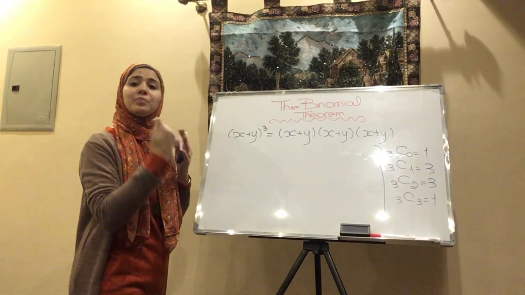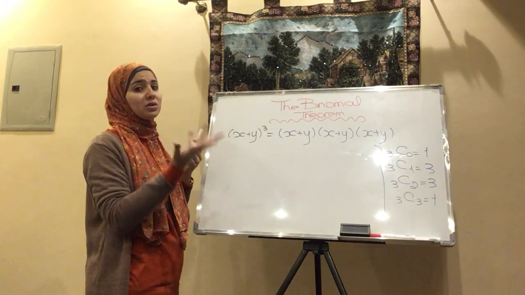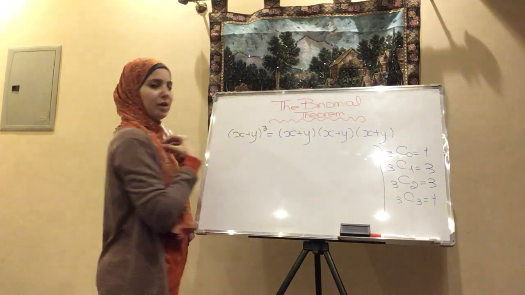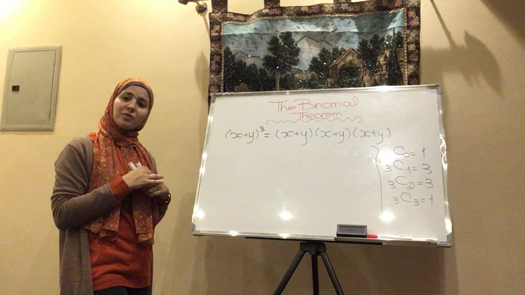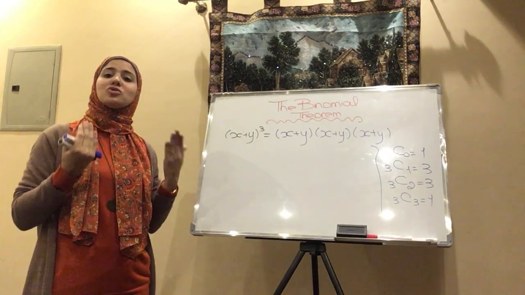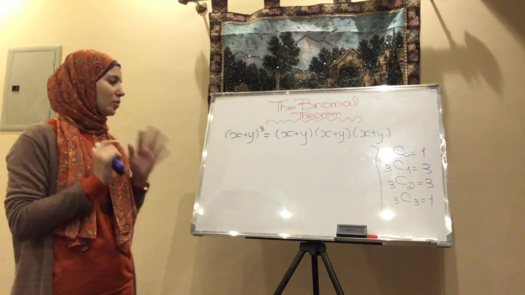Now, what if the power is 7 or 11 and so on? It's going to be so hard for us. So what do we do? We use the binomial theorem. What is the binomial theorem? First of all, we're going to identify the values of Pascal's triangle according to the powers that we have.